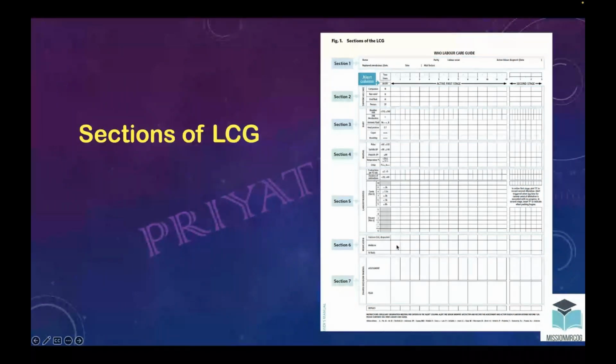Then this is section 6 for the medication. And this is section 7, and this is shared care, the shared decision making. So just explain in brief, then explain the importance we have explained.